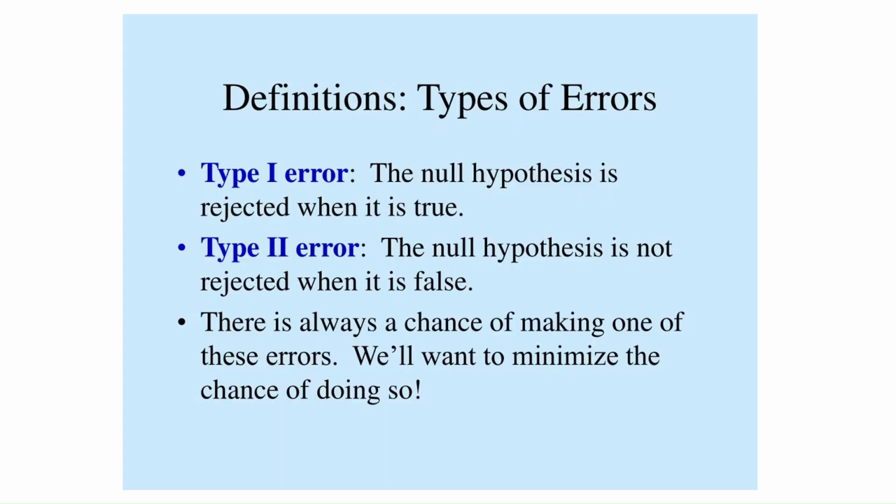Type 1 error is made when a null hypothesis is rejected, though it was really true. Type 2 error is made when a null hypothesis is accepted, though it was really false. There is always a chance of making one of these errors. We'll want to minimize the chance of doing so.